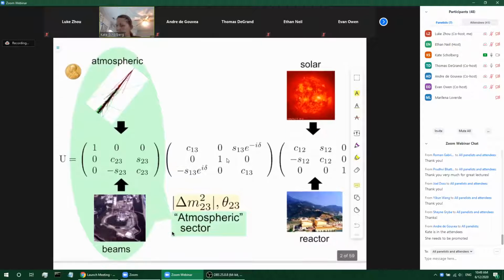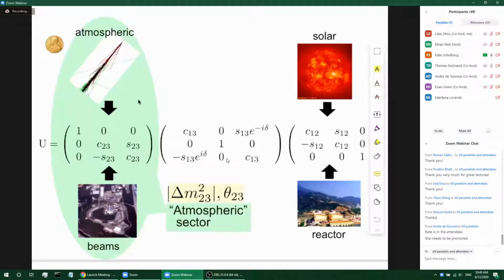So where we were last time, we went through the solar and reactor sector, the 1-2 sector, and I was going through how we know what we know about oscillations. Actually, I'll turn off the video because it seemed to gum things up before. How we know about the 2-3 mixing angle and delta M squared.